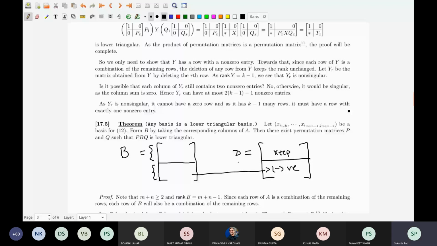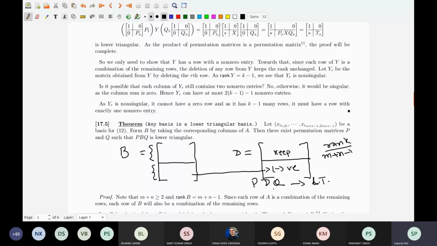And in D, each column has 1, 1, 1, minus 1. Okay. So D is of the form in the previous lemma. Therefore, there exist permutation matrices such that PDQ is lower triangular. And if PDQ is lower triangular, then PBQ will be lower triangular, because there is almost no difference between them. The non-zero entries of B and D are at the same place. So that is how it is.